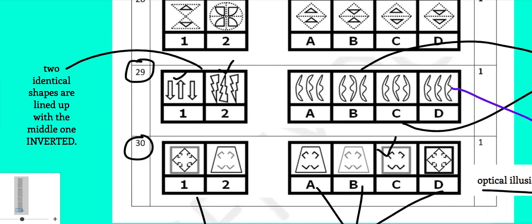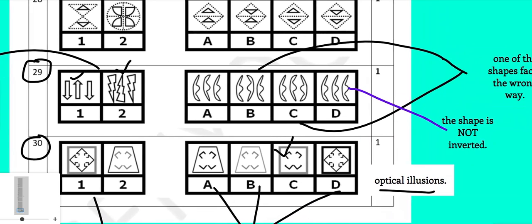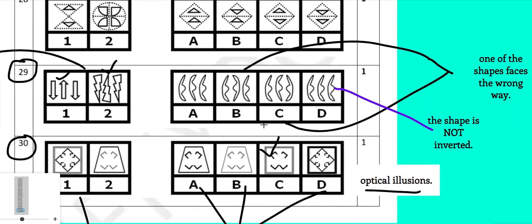And if we look at the figures on the right hand side, figure B and C, one of the shapes faces the wrong way. If you see, one of the shapes here, this one, and here, the first one faces the wrong way, and one of them is inverted as well, but then it makes no sense if one faces the wrong way. And in figure D, all face the same way, but then none of them are inverted, making A our correct answer.